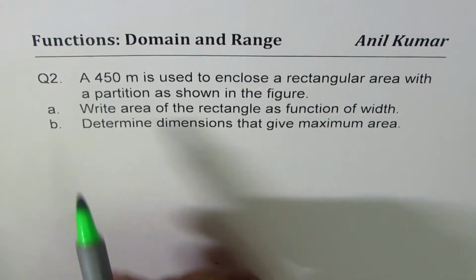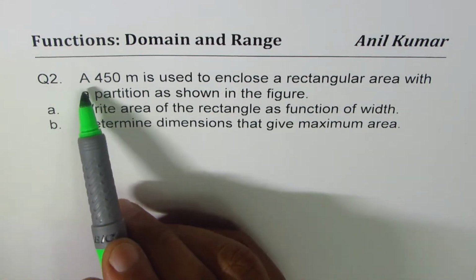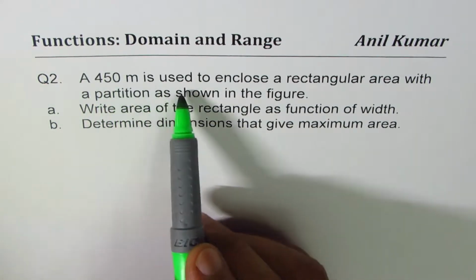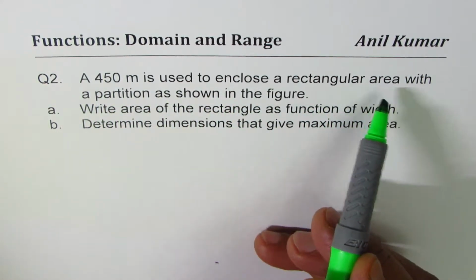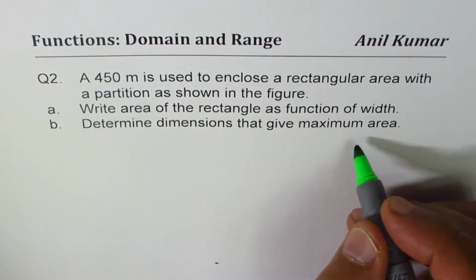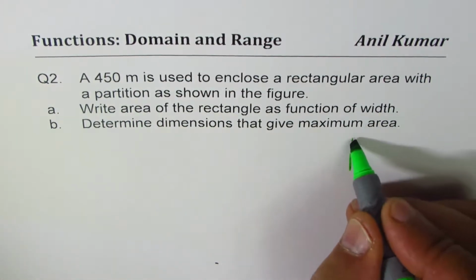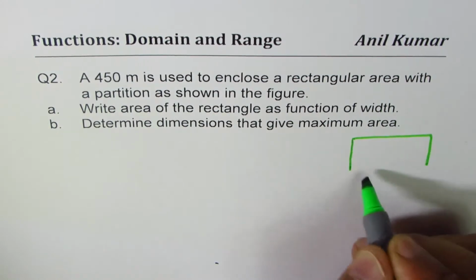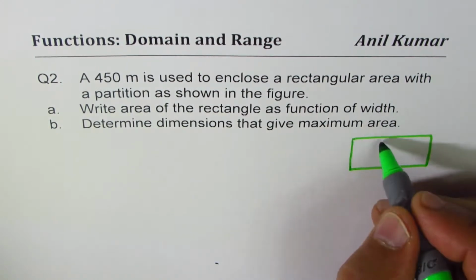So we have question number 2 here, which is: a 450 meter fence is used to enclose a rectangular area with a partition as shown in the figure. Well, I forgot to make a figure. Let me make one here now. So, okay, we have this rectangular area, and let's say this is the partition.